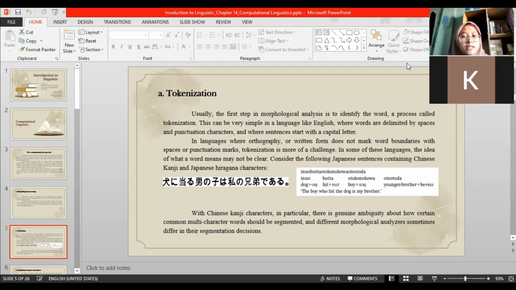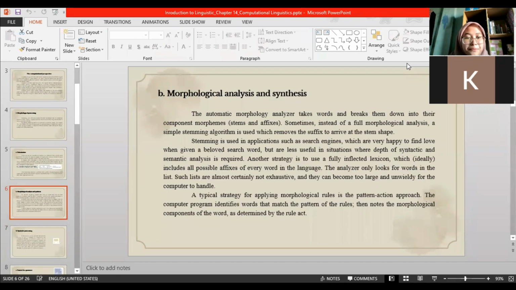Consider the following Japanese sentences containing Chinese kanji and Japanese hiragana characters. And there's the example. With Chinese kanji characters in particular, there is genuine ambiguity about how certain common multi-character words should be segmented, and different morphological analyzers sometimes differ in their segmentation decisions.